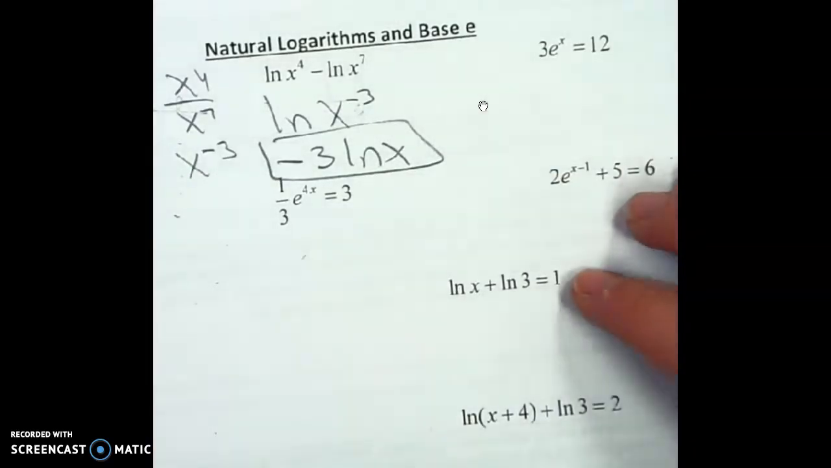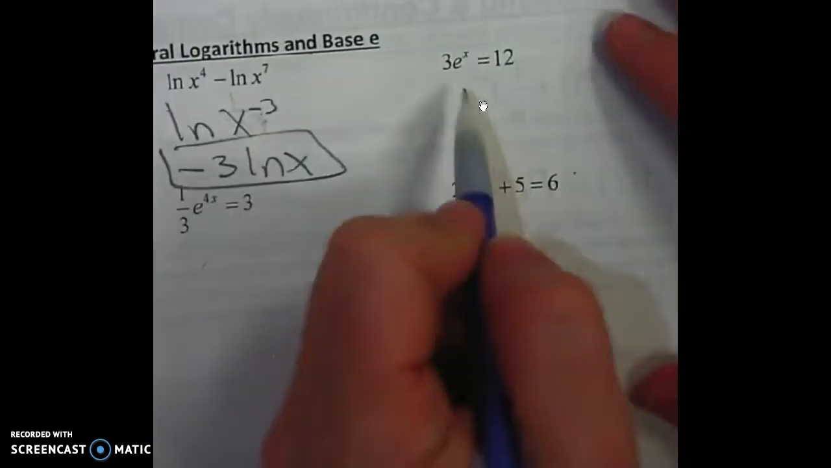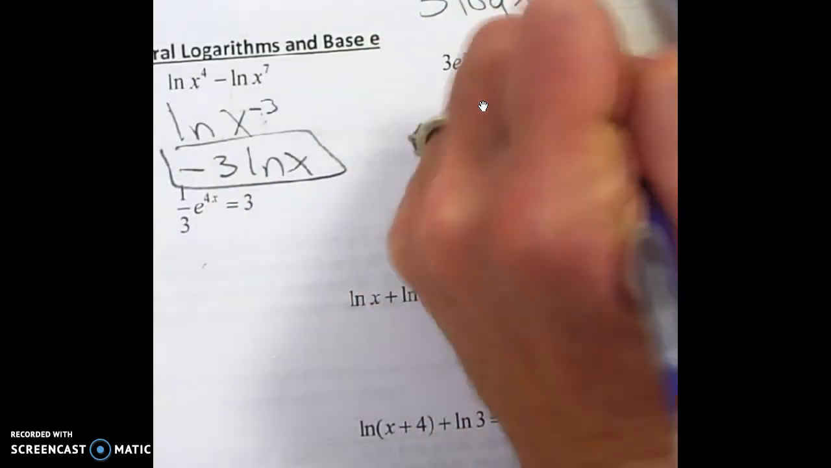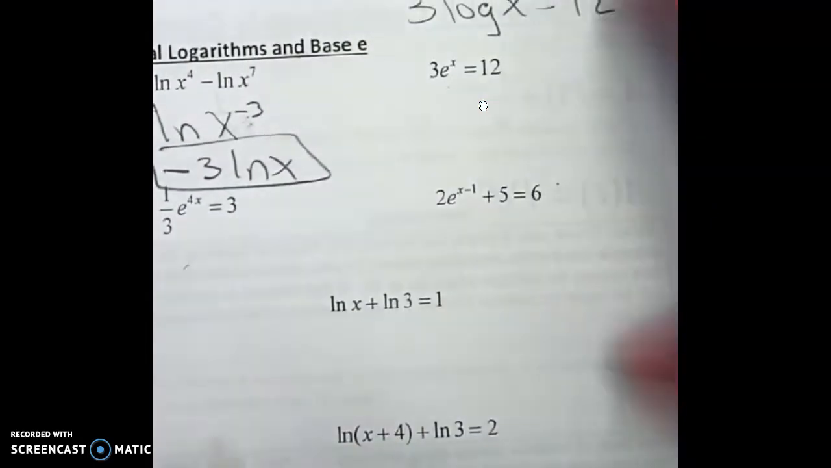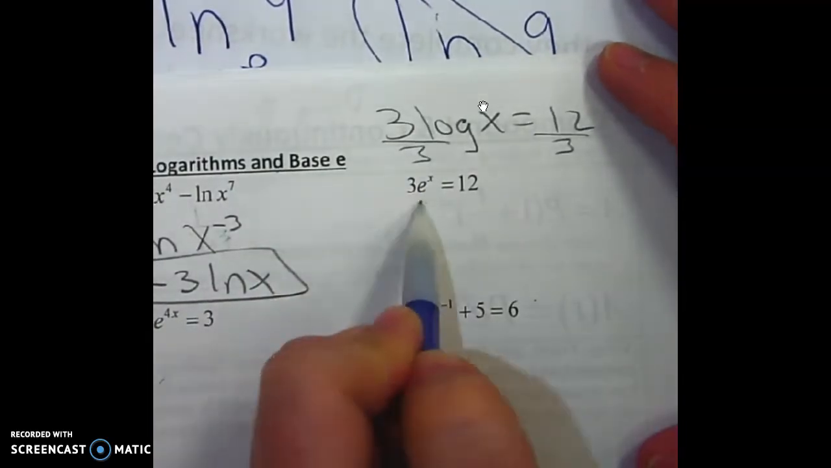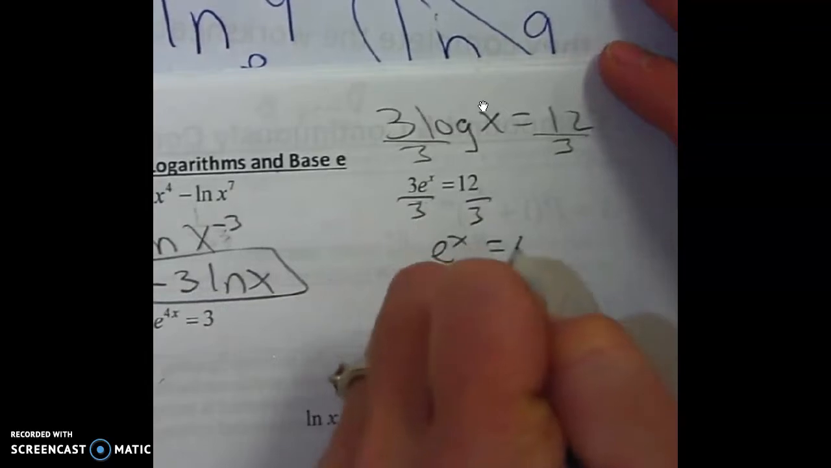And that's my answer simplified. Okay? Just like before when we had logs, like if you had 3 log of x equals 12, which you can't see, the first thing you would do is divide by 3, right? So guess what you do here? Divide by 3. E to the x equals 4.